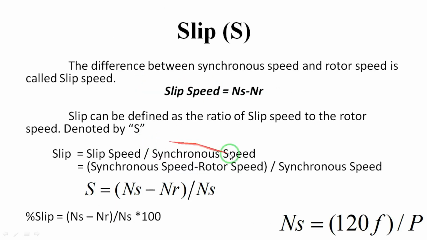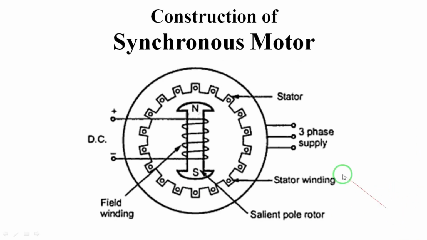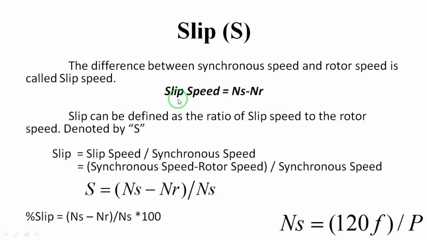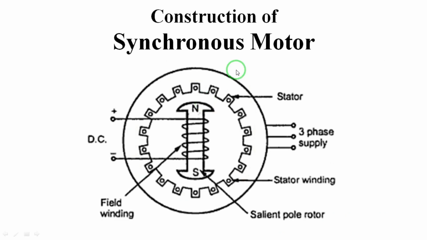The synchronous speed formula is Ns = 120 F by P, where Ns means synchronous speed, F is the input frequency, and P means the number of poles. The synchronous speed depends mainly upon the input frequency and the number of poles in the stator. Slip speed means the difference between synchronous speed and rotor speed. Synchronous speed means the speed of the stator.